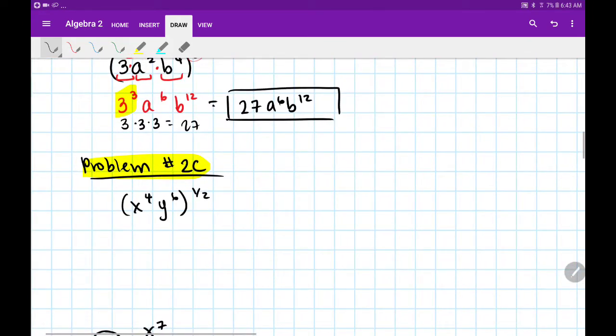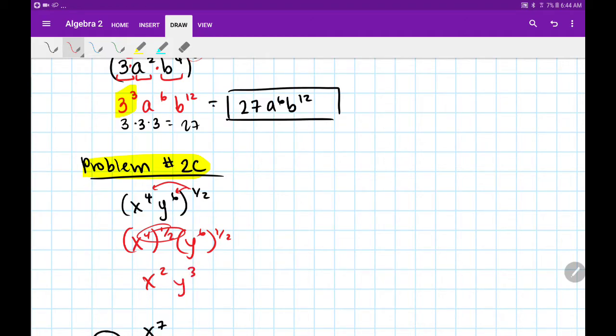Okay, same rules apply here. What's different about this problem is we have a fraction exponent. But what's the same is the rule to just distribute in. So I'm dealing with x to the 4th to the 1/2, and then y to the 6th to the 1/2. But we already know we're just going to multiply that. So 4 times 1/2 is 2, and then half of 6 is y to the 3rd.